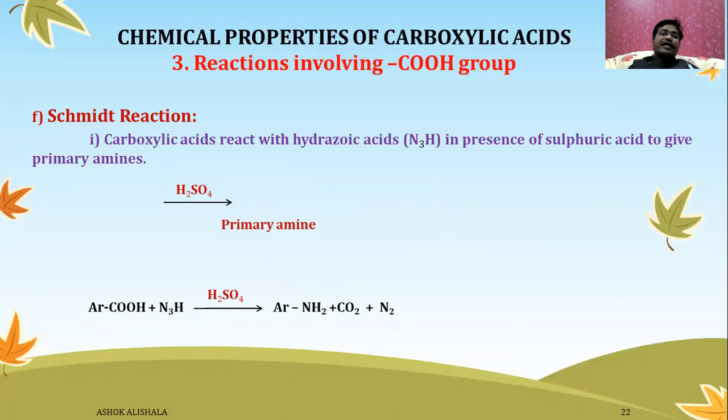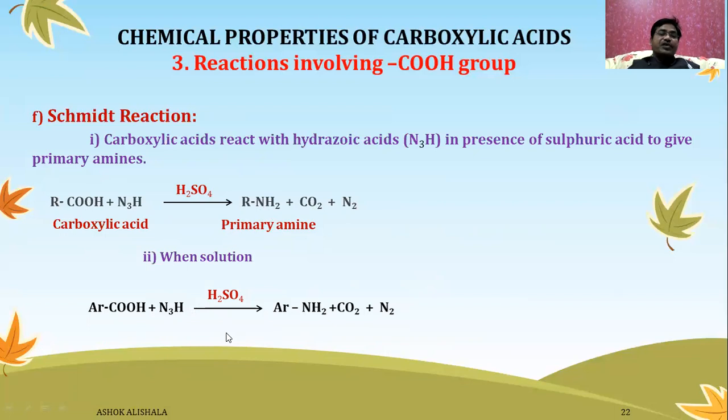That means an acid reacts with another acid. See, this is an acid, a carboxylic acid, and this is a hydrogen acid. An acid reacts with another acid in the presence of an acid, but the product is a base. This is a special reaction. An acid reacts with an acid in the presence of an acid to form a base. Such types of reactions are very rare, and this reaction is called the Schmidt reaction. Carboxylic acid, hydrazoic acid, and primary amine.